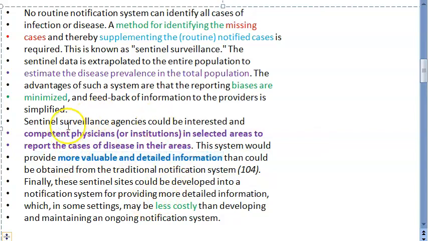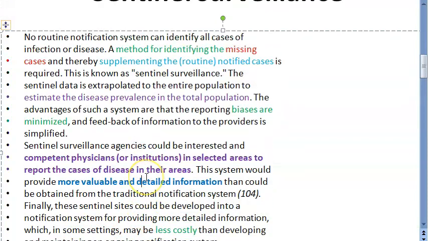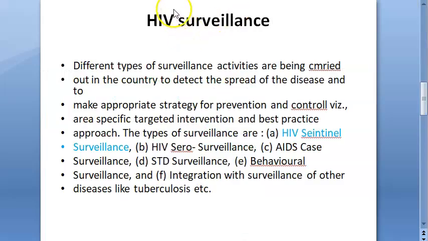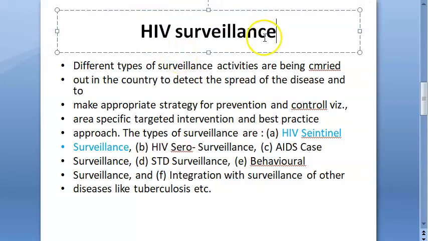Guys, understand here who will be there in the sentinel surveillance. Some physicians will be there, etc., in selected areas, and they will report the diseases in their areas. What they're saying is that in some settings, this could be less costly than the ongoing notification system. Not always, but it could be cheap. So the example you can give here is HIV surveillance, guys. Surveillance exists for so many diseases, but here in the textbook, they're focusing on HIV surveillance.